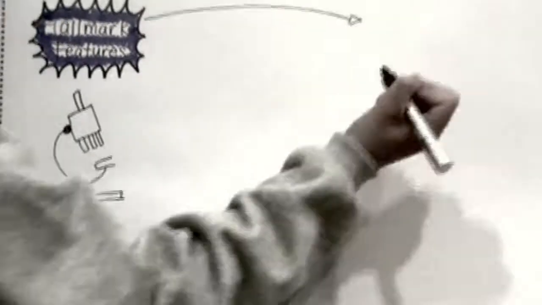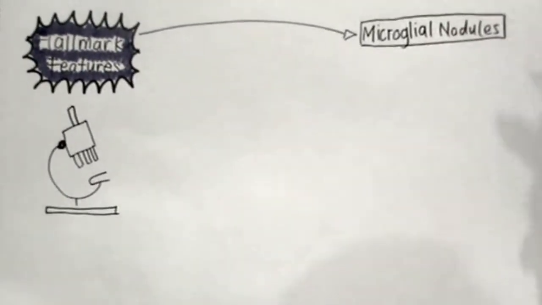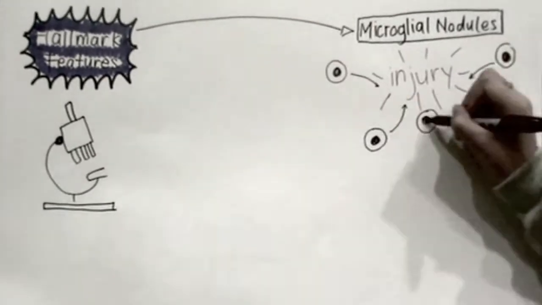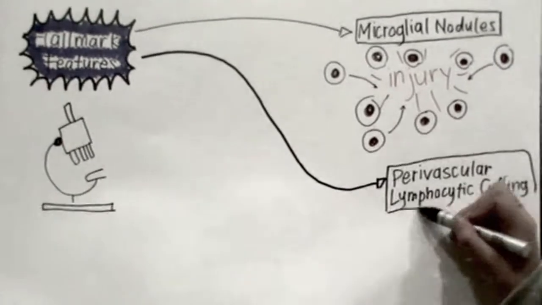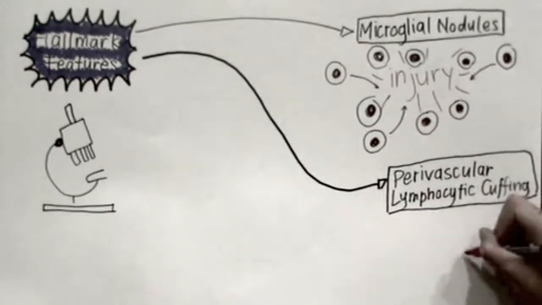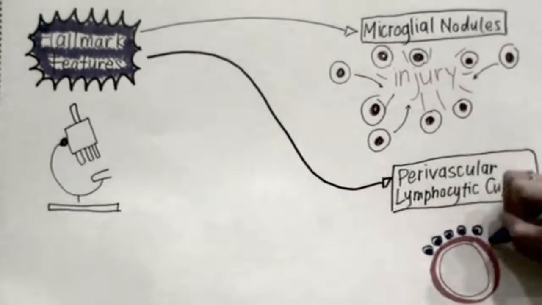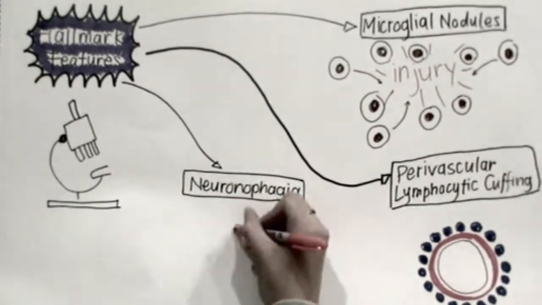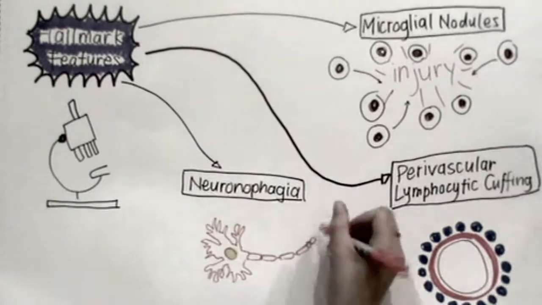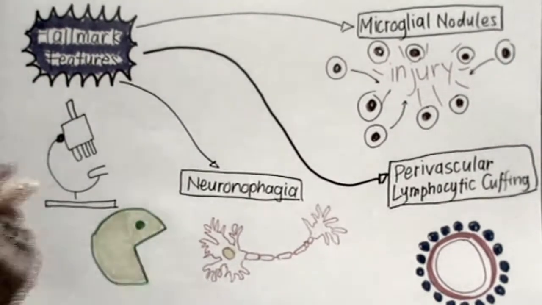Histologically, the hallmark features of Rasmussen's encephalitis include: Number 1. Clustering of microglia around necrotic brain regions, or what we like to call microglial nodules. Number 2. Blood vessels surrounded by lymphocytes, or perivascular lymphocytic cuffing. And Number 3. The phagocytosis of neurons, or neuronophagia.